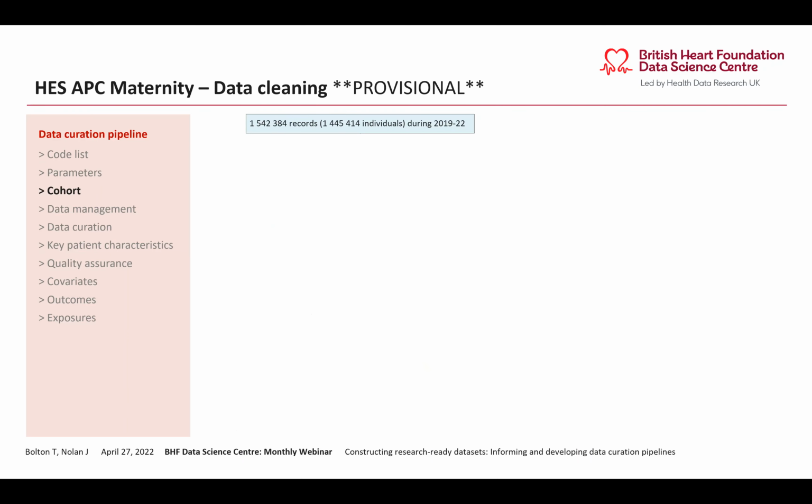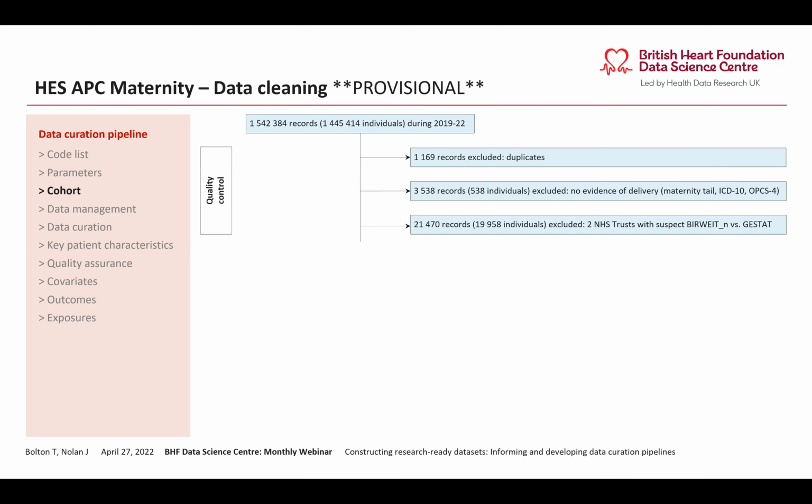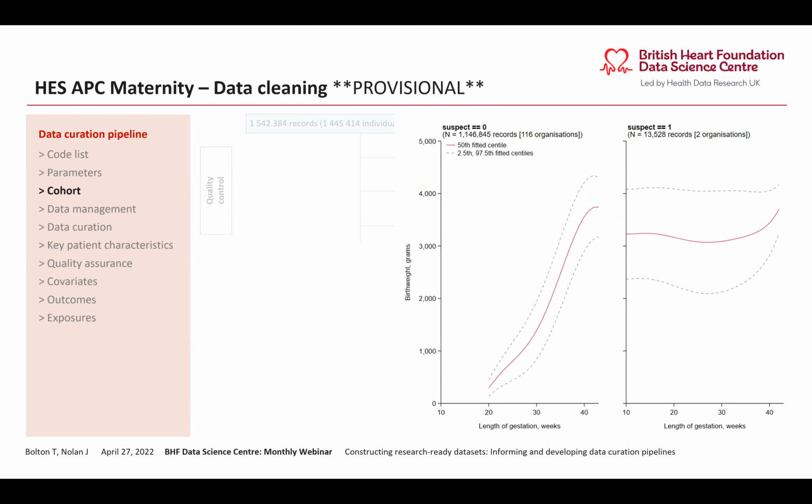In terms of how we've used this data to arrive at our cohorts, we began with 1.5 million records, 1.4 million individuals from financial years 2019 to 22. And we began by performing a basic quality control, so removing a small number of duplicates, null records, and data for 2 NHS trusts where the relationship between length of gestation and birth weight appeared suspect. So it did not conform to the usual relationship that we see on the left here.